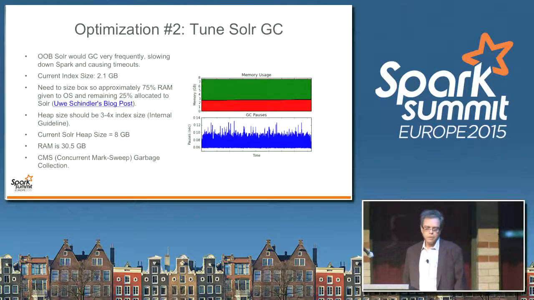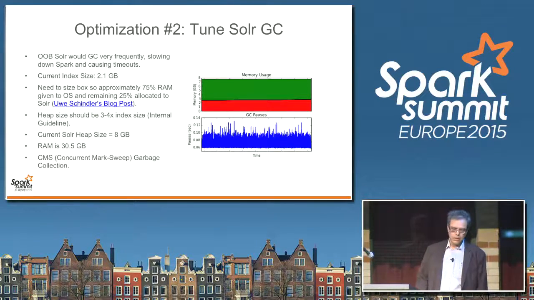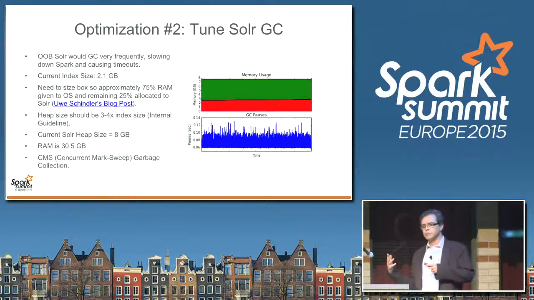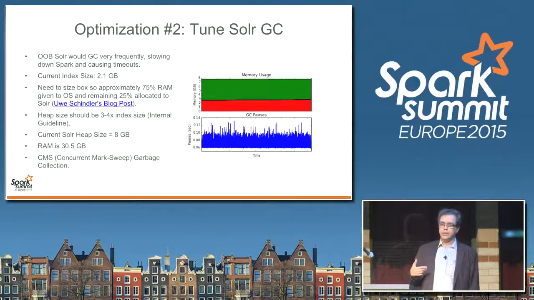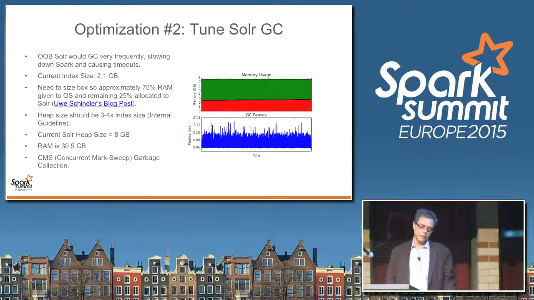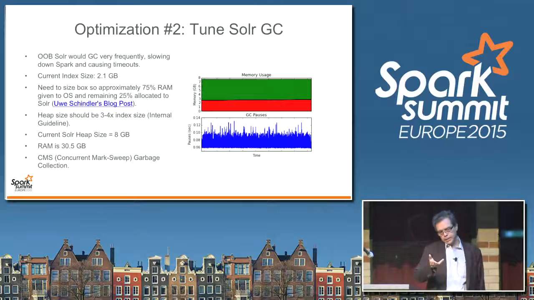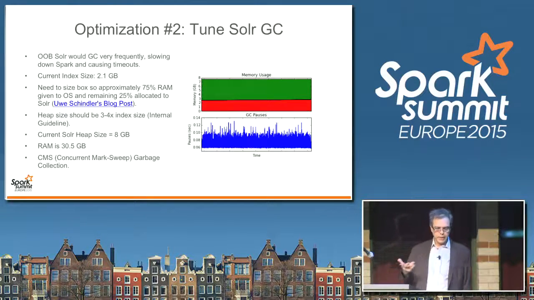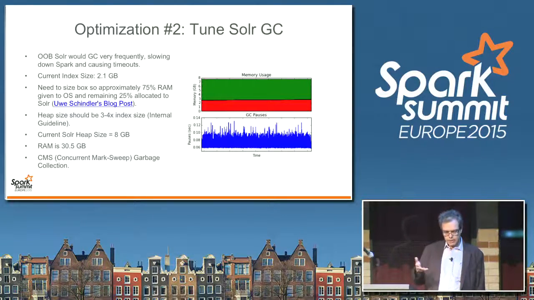The second big optimization we did was to tune the GC on the Solr side. Out of the box, Solr would GC really frequently, go into full GC, and that would slow down Spark and cause the job to fail. It didn't happen all the time, but happened enough that it became really annoying, right? Our current index size is just 2.1 gig. We ultimately ended up doing some tuning based on internal and external guidelines, and we ended up with a heap size of about 8 gigs.